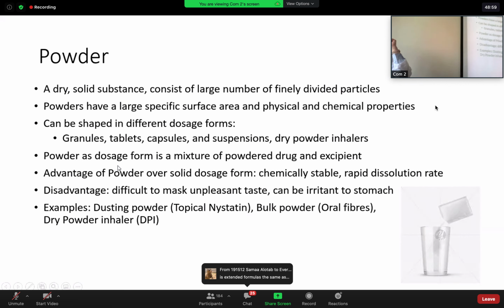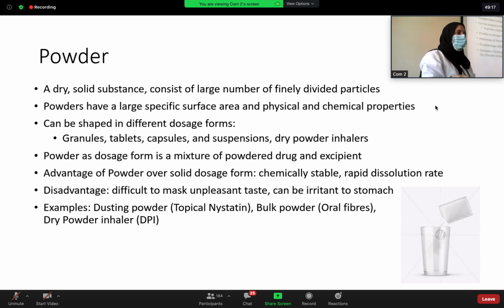Most of the time, powders will be mixed with other inactive ingredients, and powder by itself can be the excipient in the medication, or can be the inactive part of the medication or the formulation. The advantage, when you have a powder, you know the sachet. Have you ever seen a powder formulation that is taken orally? Anybody?